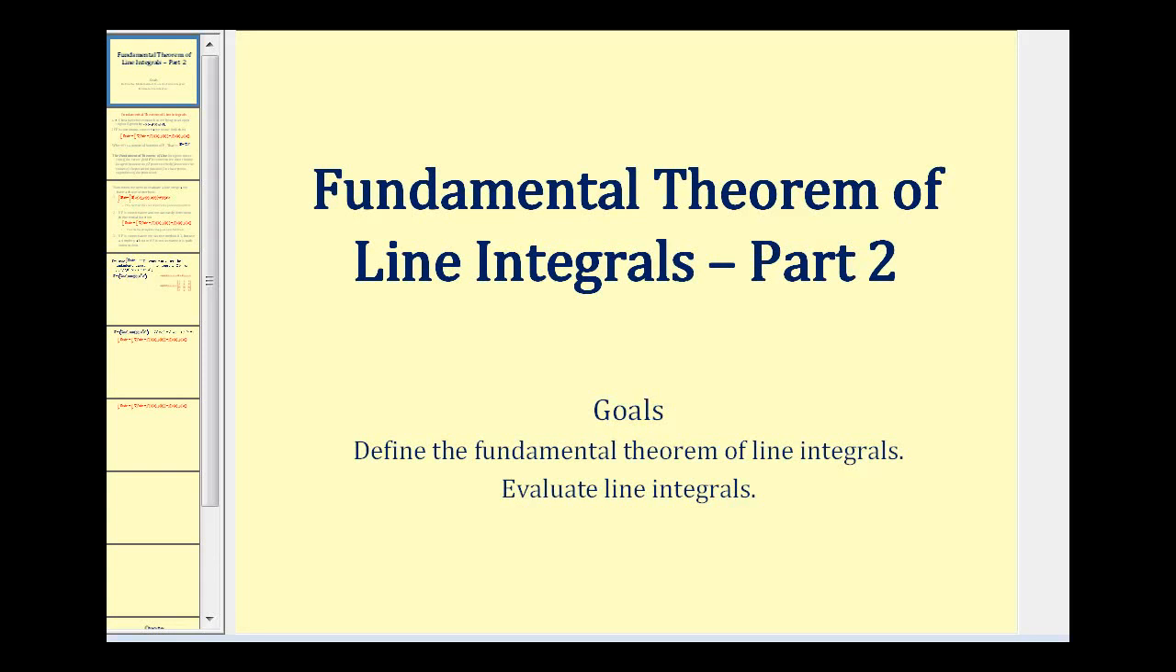Welcome to part 2 of the fundamental theorem of line integrals. Let's start with a quick review of the theorem and then we'll take a look at an additional example.